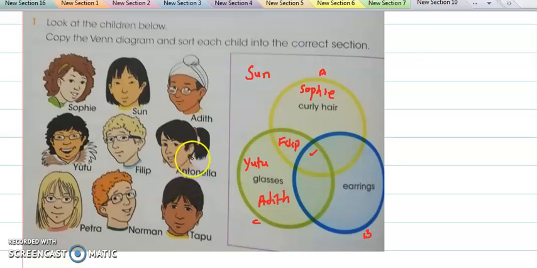And next, Antonella. Antonella, we can't see any earrings and not the curly hair even, so she will be out of this group. So I will write her name here, Antonella. And next name, Petra. She's wearing glasses, not earrings, so Petra's name will also be here.